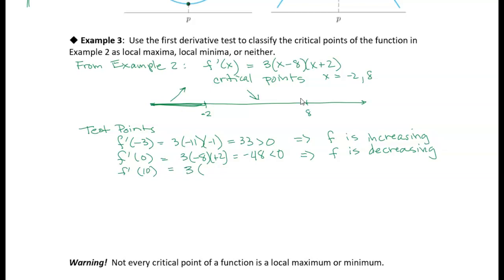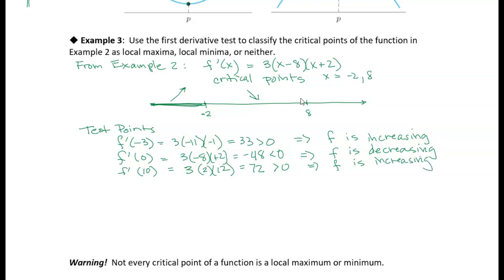So 3 times 10 minus 8 is 2, and 10 plus 2 is 12. When I multiply that out, I get 72, and that's greater than 0. So the slope is positive, so the function is increasing.